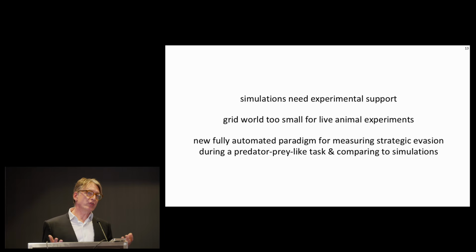So obviously these simulations, they're a 15 by 15 grid world, there's turn taking, there's all kinds of idealizations that might fail to be supported in terms of mapping to biological reality. So we need experimental support. But the grid world was too small for live animal experiments. So we made a bigger arena, hexagonal, and we developed a fully automated paradigm for measuring strategic evasion in a predator-prey-like task and comparing it to simulations as well.